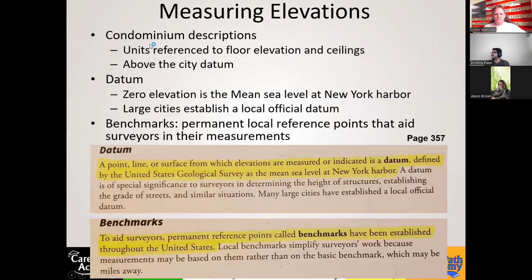So we measure elevation with condominiums, and to figure out if a property is in a flood zone or not, you measure its elevation. The datum is the measurement of elevation, and zero elevation is the mean sea level at New York Harbor. It does not count the times when we have storms and abnormally high sea levels for temporary periods of time and then they go back down. It is the average sea level with high tide and low tide. Okay, that would be the datum.